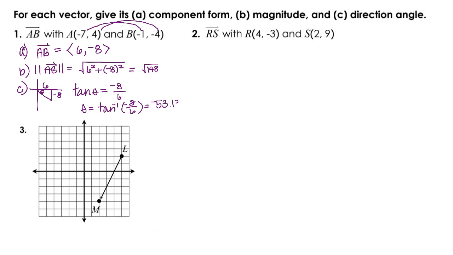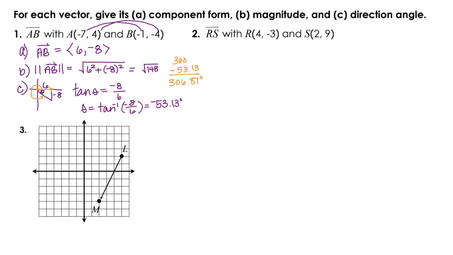-53.13. And again, that's going to be the angle inside the triangle, but our direction angle will be the angle formed between this initial side and that terminal side. So we're going to have to take 360 degrees, and we're going to subtract out our 53.13, and that's going to give us 306.87 degrees.